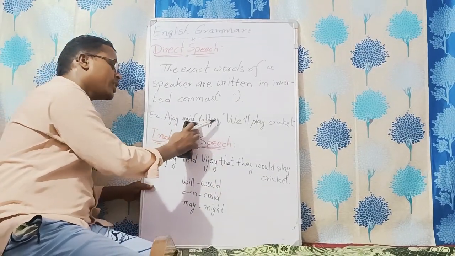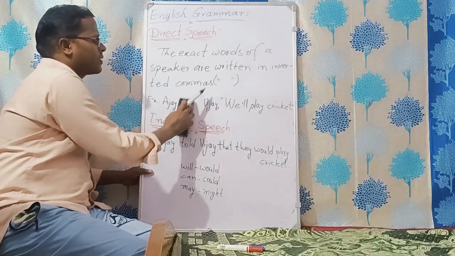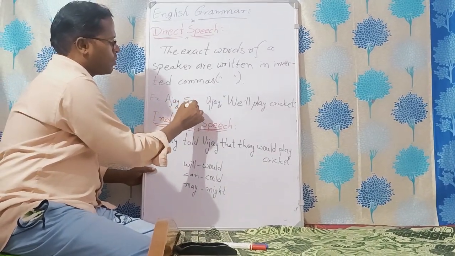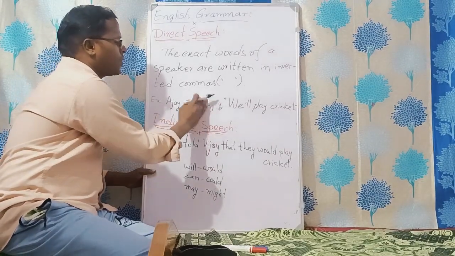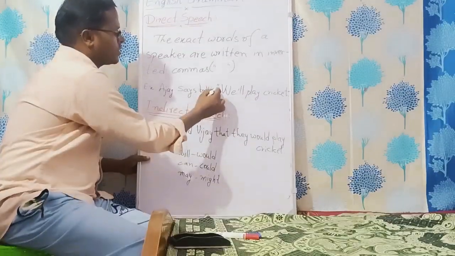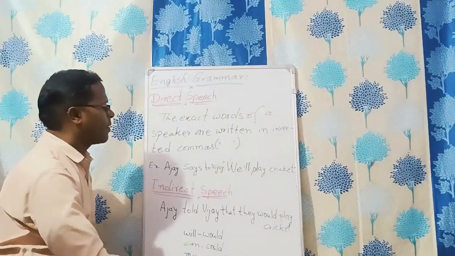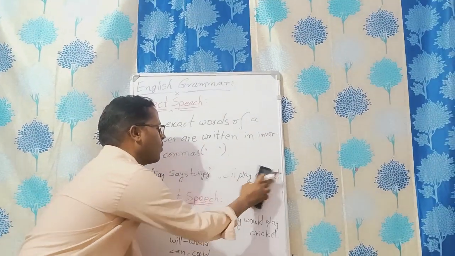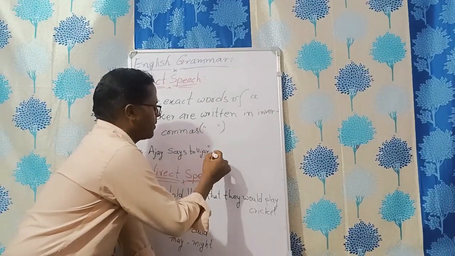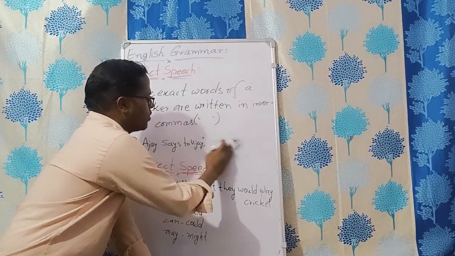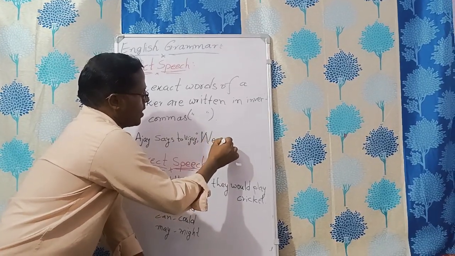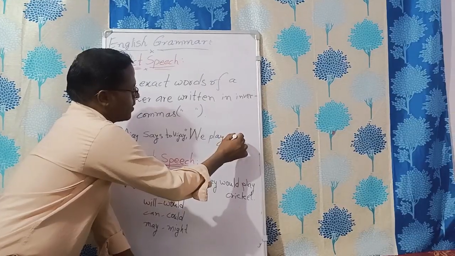See, if the reporting verb is the simple present, so just now we used the simple past. What am I using? The simple present, says. So here what will it become? Ajay says to Vijay, we play cricket. What he says, we play cricket. For example, we play cricket. You have to use capital letter in direct speech.